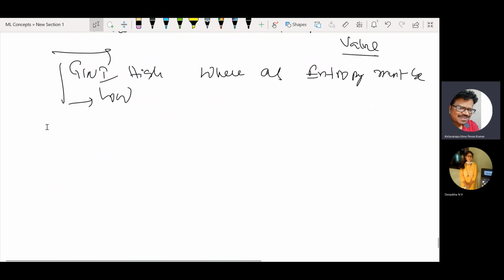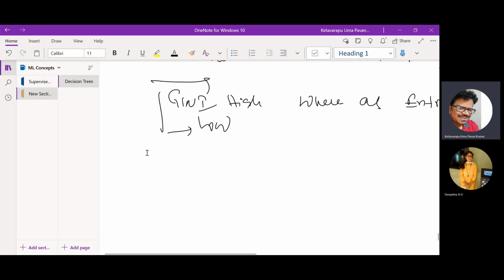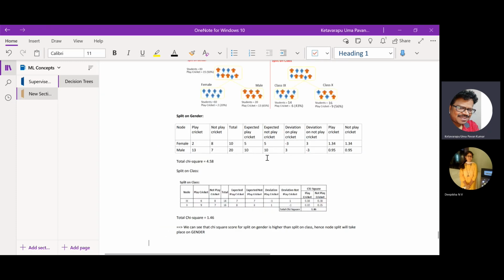Now, one more point: I promised you the chi-square. I'm not going to explain chi-square, guys, but rather I'm giving you some inputs on how you are going to calculate the chi-square. Definitely, it is pretty easy, guys, like how we have done our Gini and entropy on the same table. So I'm giving you an example related to the chi-square. This chi-square is also one of the parameters you can use.